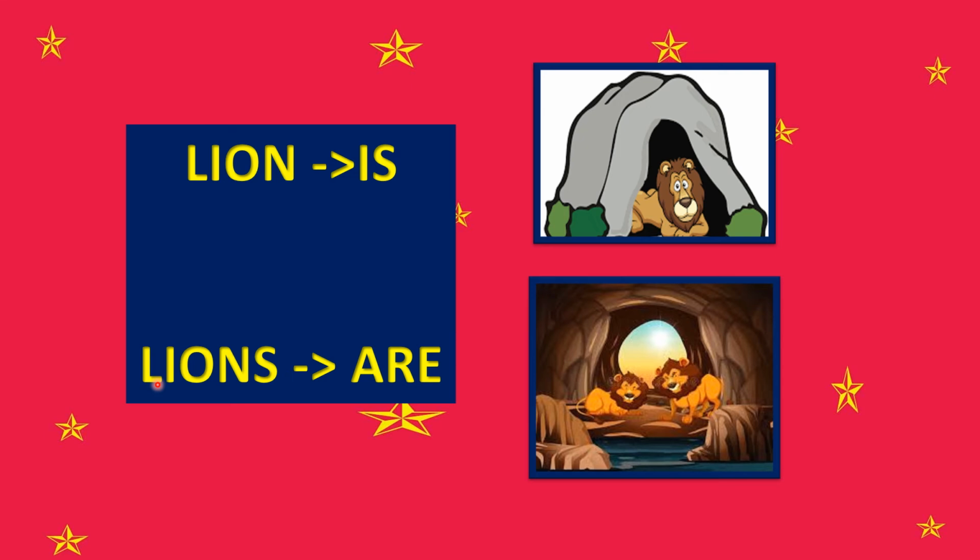Now look at this word children. L-I-O-N-S, lions. So S is there. That means what children? Many lions, isn't it? That's why we will write A-R-E, are. Okay? L-I-O-N-S, lions. Means S is there, so many lions. So we will use are. Got it children?